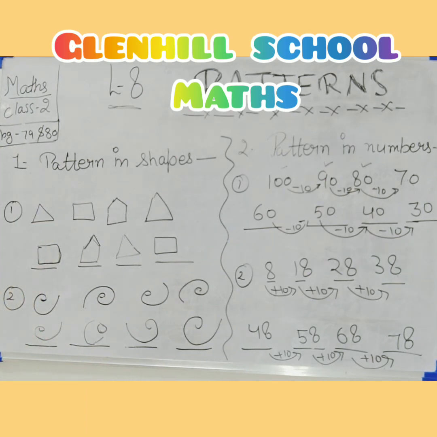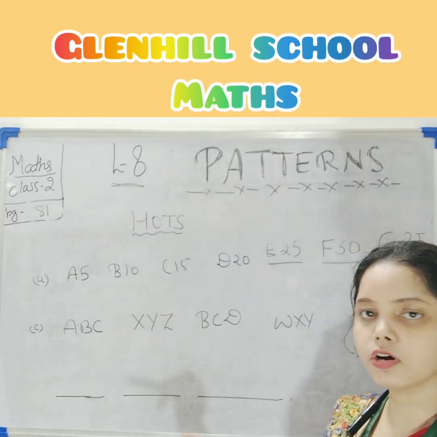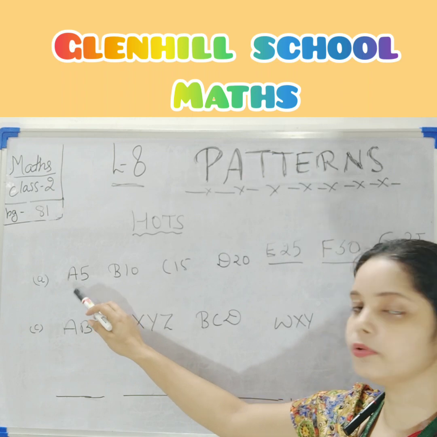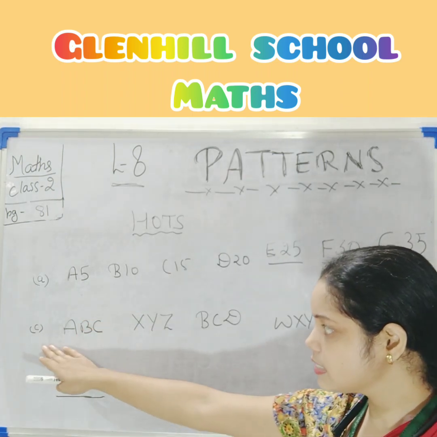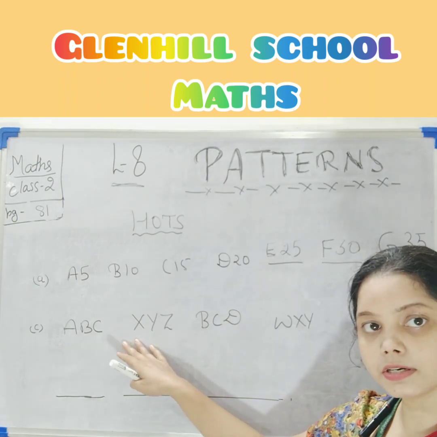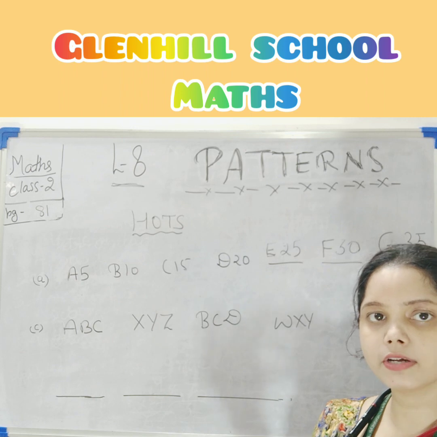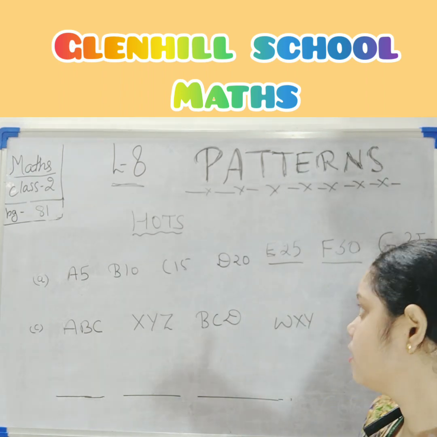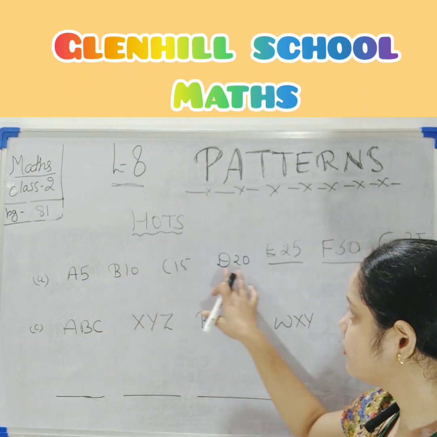Okay, I am going to solve two questions of horse also, because in horse questions are combination of alphabets and numbers, and the next, which is C, is based on only alphabets, but the pattern is something difficult, or you can say something different. So first question is A5, B10, C15, D20.